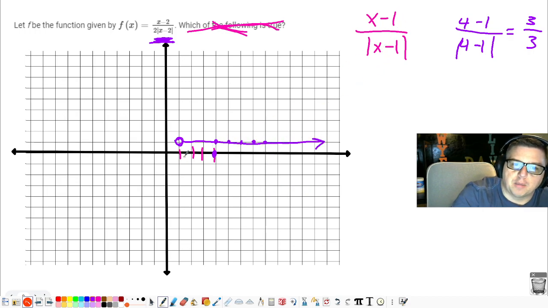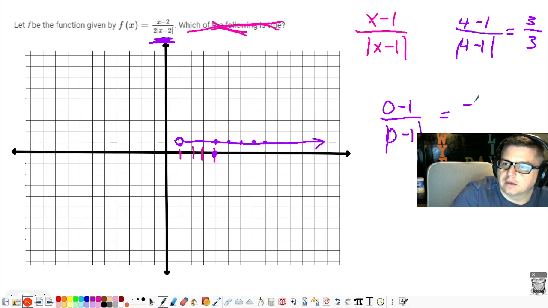And then what happens if I plug in 0? If I plug in 0, I get negative 1 over 1. So then this just becomes a negative 1 as my answer.